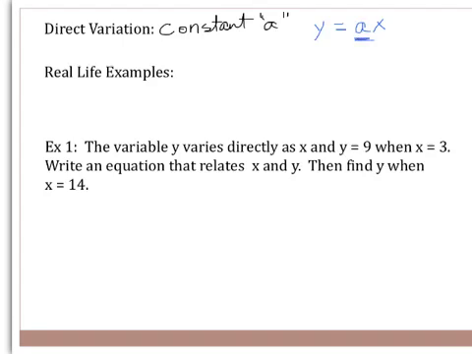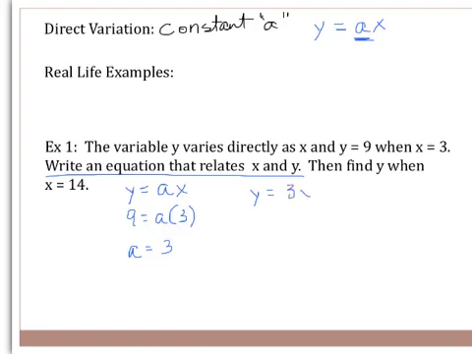So I want you to focus on this. The variable y varies directly as x. So that means y equals the constant times x. And y equals 9 when x equals 3. So the first thing we want to do is find a. So we're going to substitute what we know. And so a is equal to 3. And write an equation that relates x and y means you're going to substitute the constant back in.